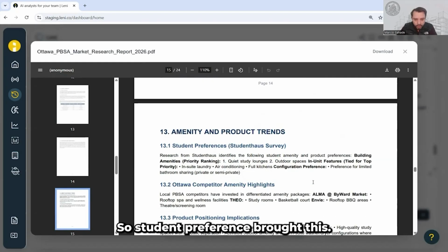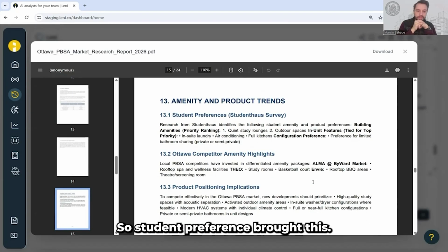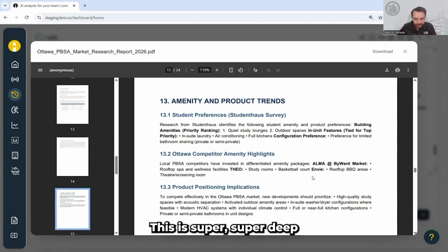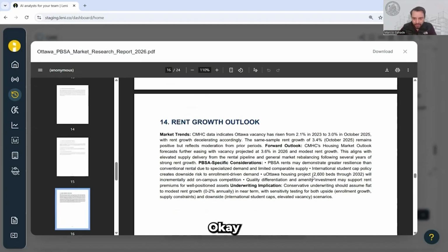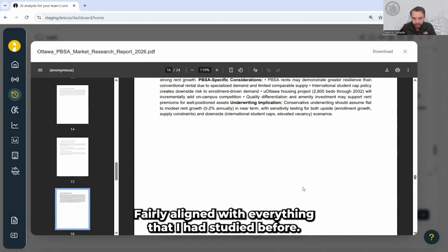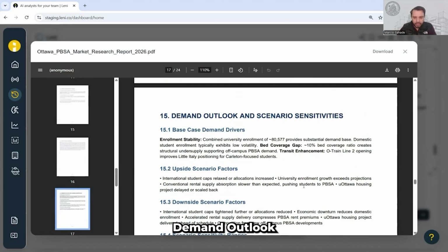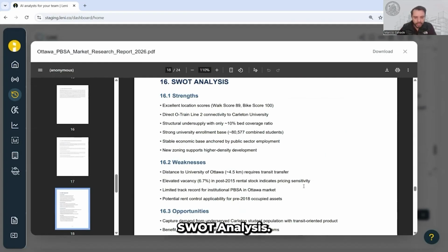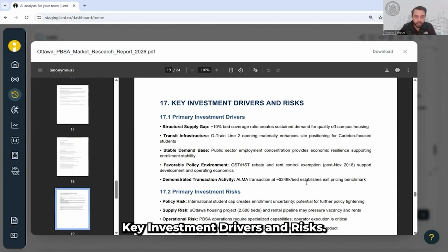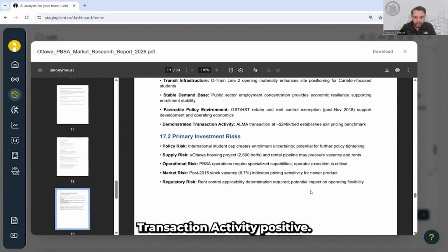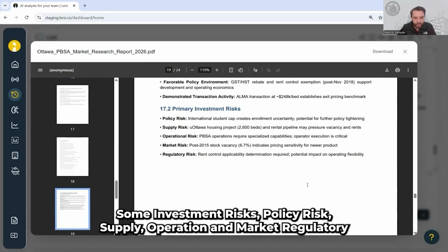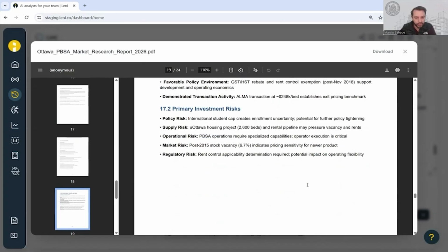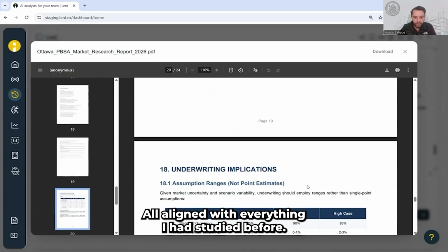And let's go back a little bit. So, student preference, it brought this. This is super, super deep. The rent growth outlook. Okay, fairly aligned with everything that I had studied before. Demand outlook, downside, okay. SWOT analysis, key investment drivers and risks. Okay, supply gap, transit infrastructure. Oh, these are good tailwinds: stable demand, favorable policy environment, transaction activity positive. Some investment risks: policy risk, supply, operational, market, and regulatory, all aligned with everything I had studied before.